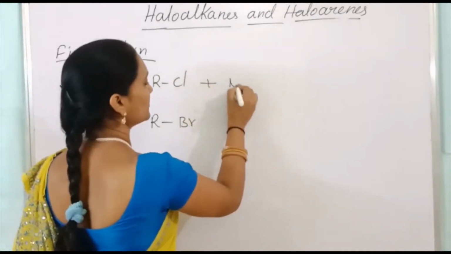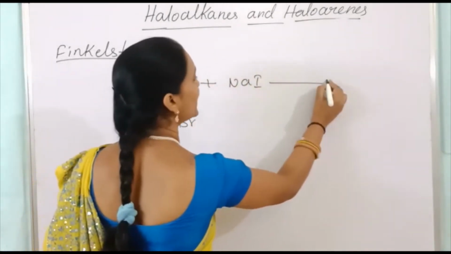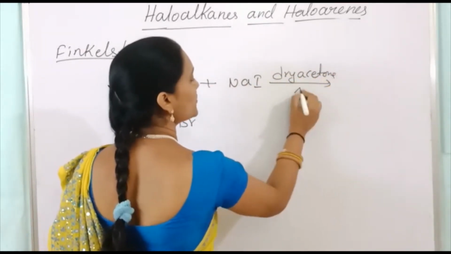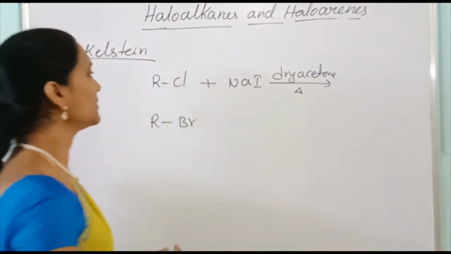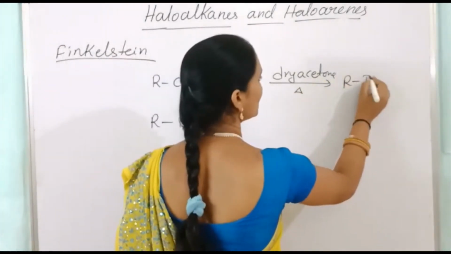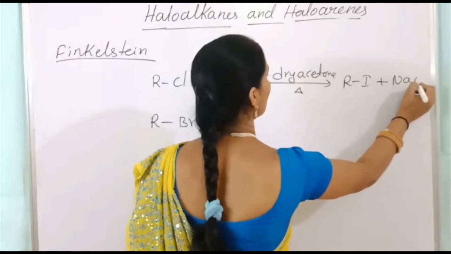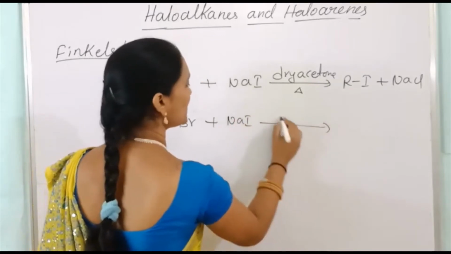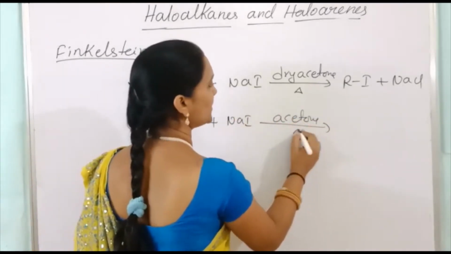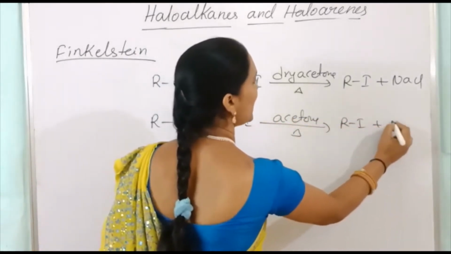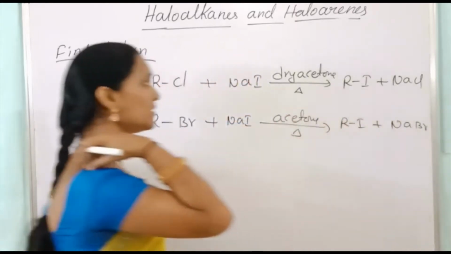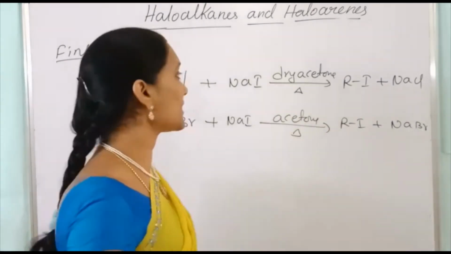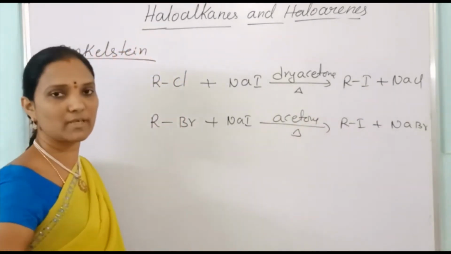Now, what is the reagent used? Sodium iodide in the presence of dry acetone, acetone being used as the solvent here. Then halogen exchange takes place: Cl minus is replaced by I, with NaCl formation. Like the bromide, with sodium iodide in dry acetone on heating, we get RI plus NaBr. So the important question is why acetone is used as solvent in this Finkelstein reaction.